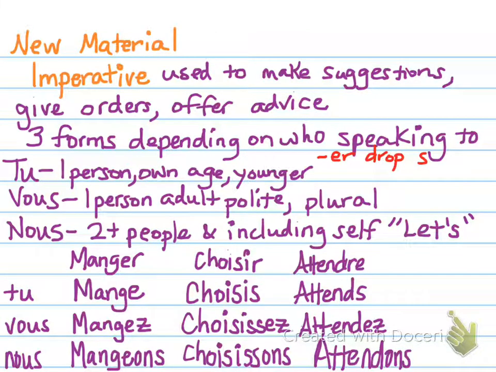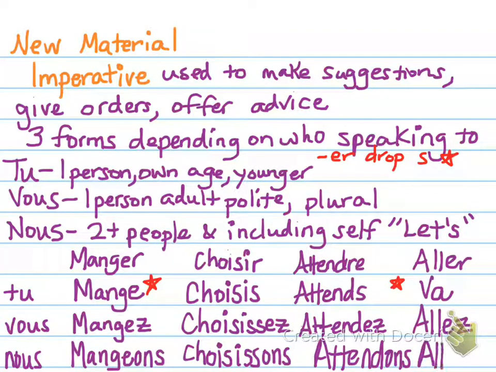For the new form, the last verb that we actually use this with quite a bit is aller, which means to go. Because aller looks as though it's an ER verb, it does the same kind of thing. So this little star here, remember this happened here. It's also going to happen here, even though technically aller is not an ER verb, but it's going to be va instead of vas, like you would expect for the tu form. For vous, it's allez. And for nous, allons.